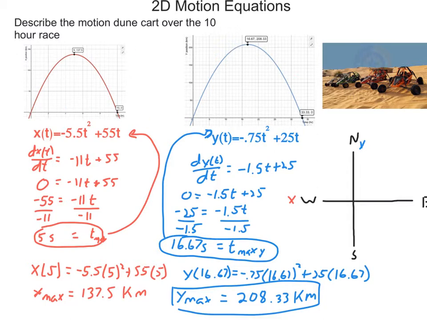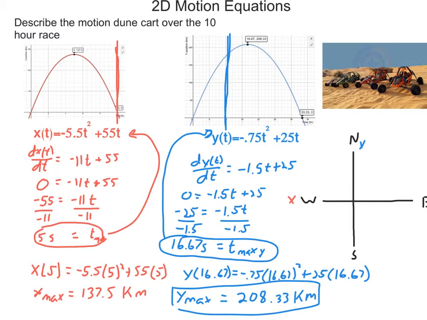Let's take these two graphs now and actually plot out what's going to happen on an xy coordinate. First thing that I need to point out is this race is only 10 hours, so we can actually cut off these graphs at the 10-hour mark. So here's 10 hours on the y, and here's 10 hours on the x. So the y graph is what we can see.